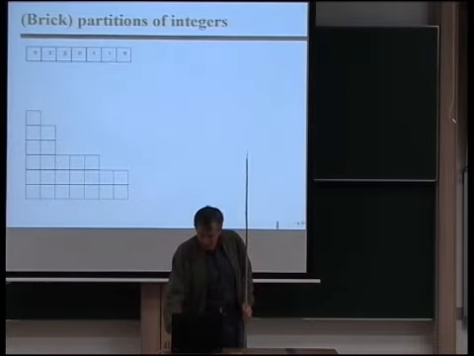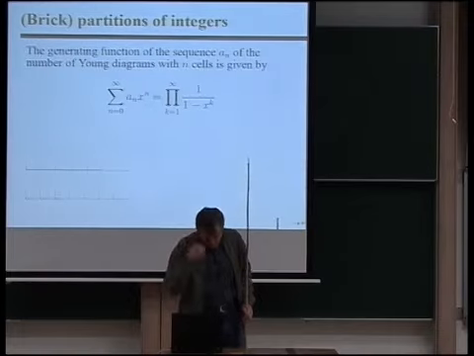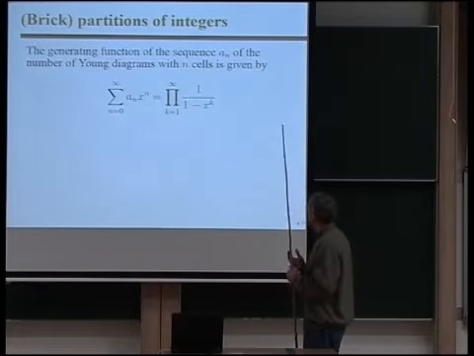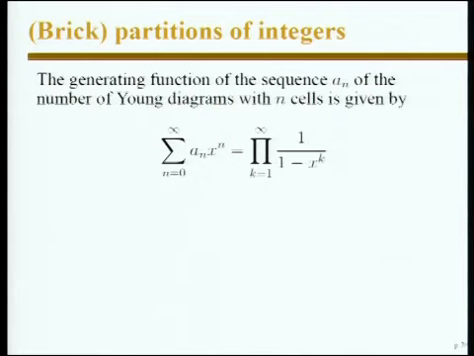And then one might ask, what is the generating function of the sequence of the number of partitions of an integer? What is the number of partitions of a given integer? How many Young diagrams are there which have n cells? And it is easy to see that this sequence is given by this generating function. Everyone knows this, and that's a very nice thing, and it's easy to see.